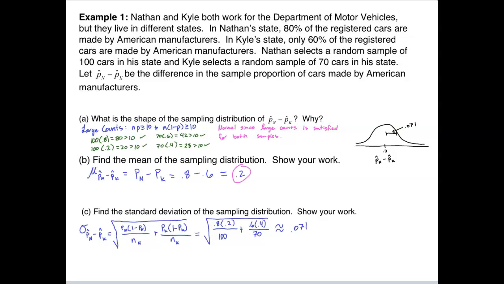So now if we were asked any questions about probabilities, about the difference in sample proportions, we could answer that using normal CDF, right? Because we know that it's normal, we know the mean, and we know the standard deviation.